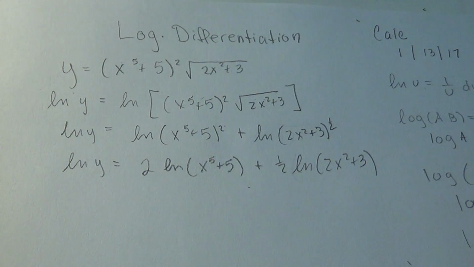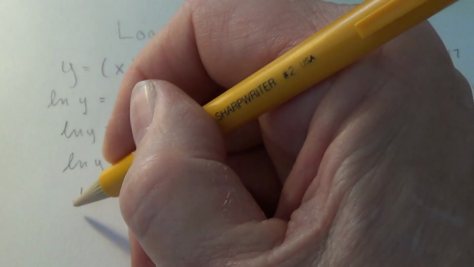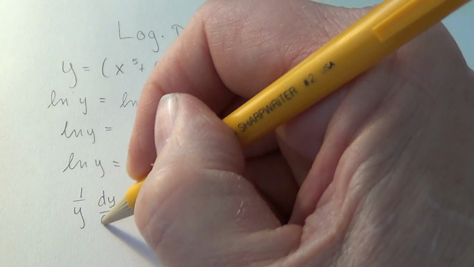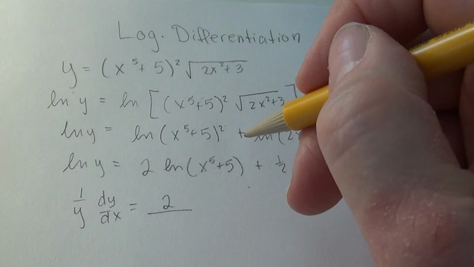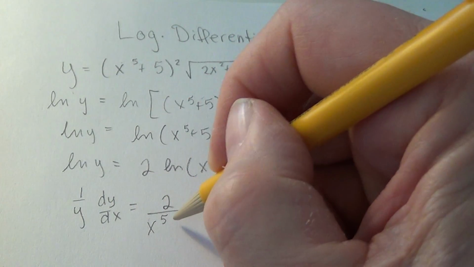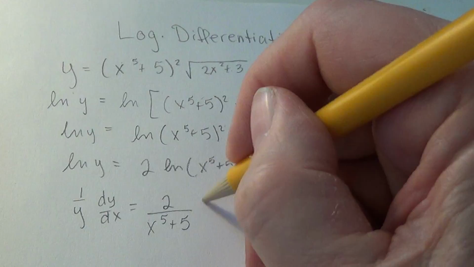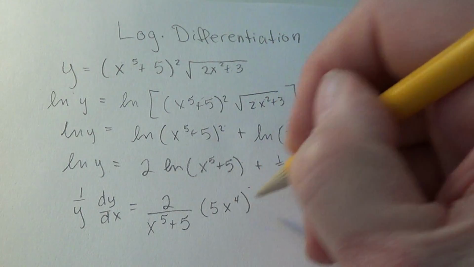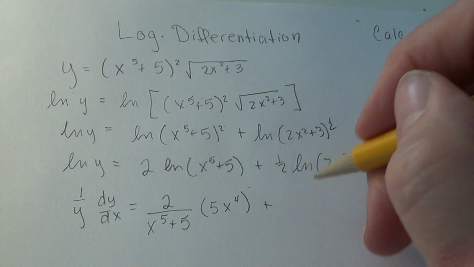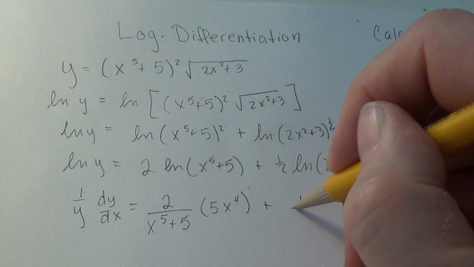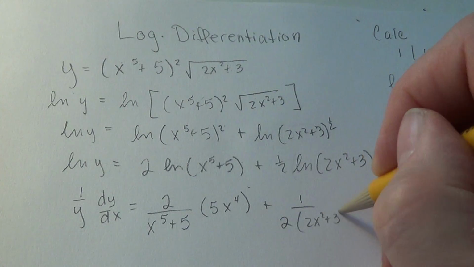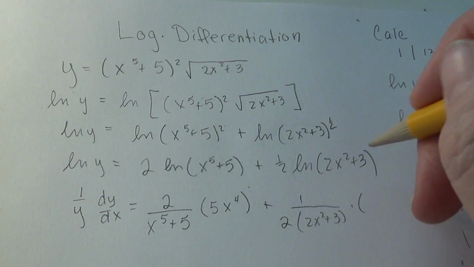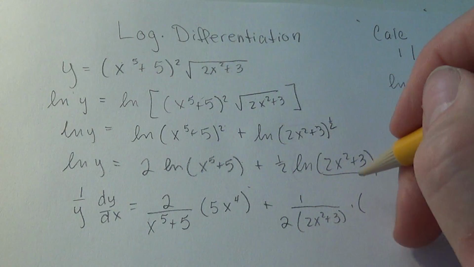All right, let's go ahead now and differentiate from left to right. So we have 1 over y dy dx equals 2 over x to the 5th plus 5 times the derivative of that, which is 5x to the 4th, and 1/2. So I'll put the 2 in the denominator with the 2x squared plus 3 times the derivative of this, which is 4x.